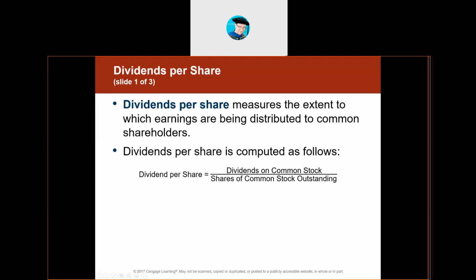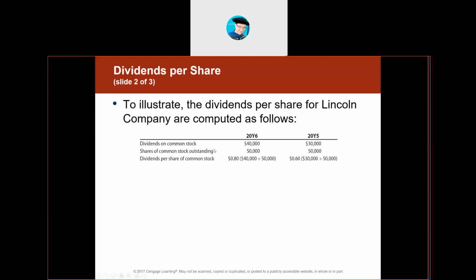Dividends per share ratio. This tells us the company's ability for distributions to common shareholders. To figure that out, we take the dividends on common stock divided by the shares of common stock outstanding. Dividends on common stock divided by shares of common stock outstanding gives us the dividends per share of common stock. Again, the higher the better.